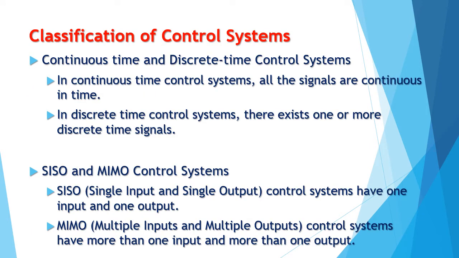Based on some parameters, we can classify the control systems into the following ways. First, a control system is either continuous time or discrete time. In continuous time control systems, all the signals are continuous in time. But in discrete time control systems, there exists one or more discrete time signals. Another classification is a control system may either be SISO or MIMO control systems.